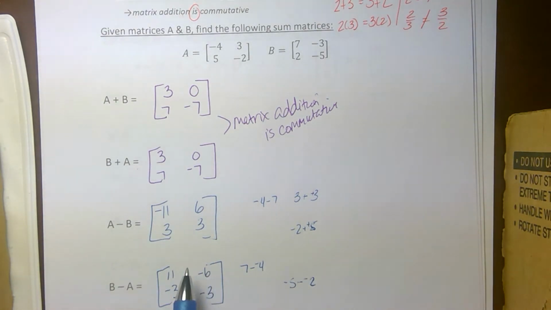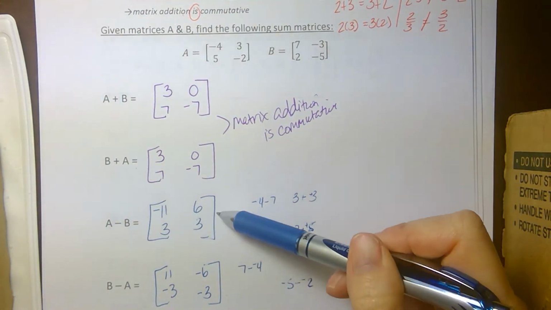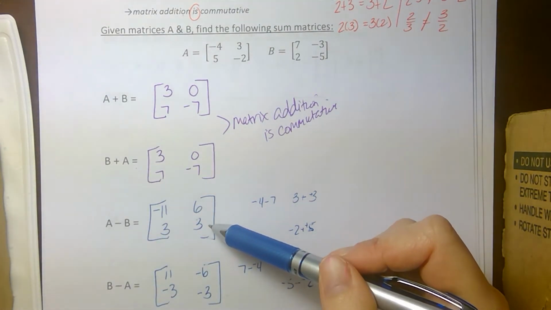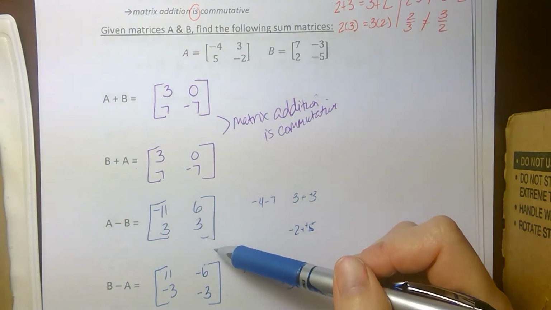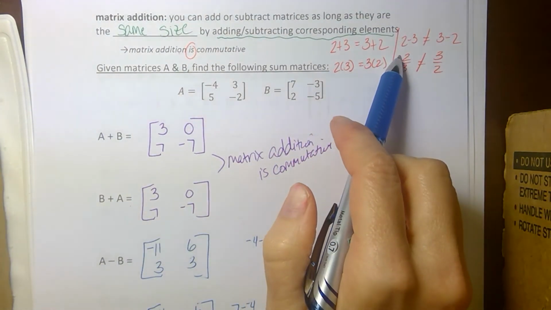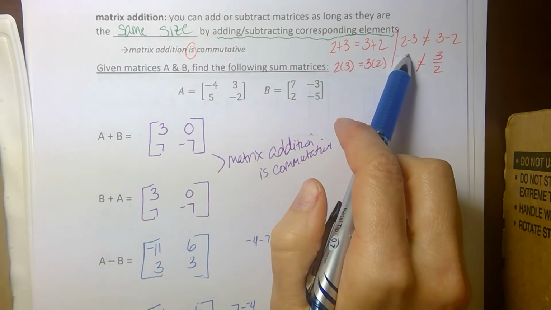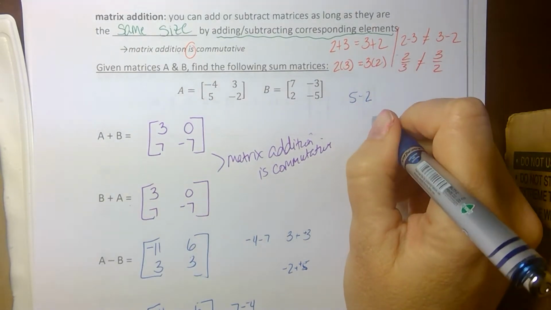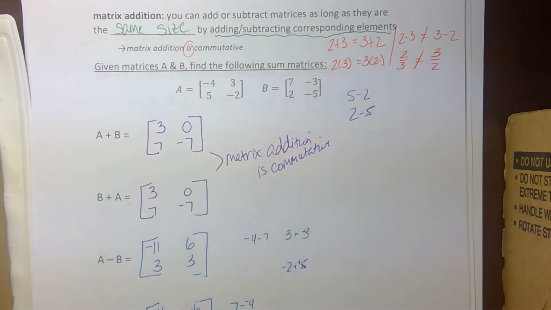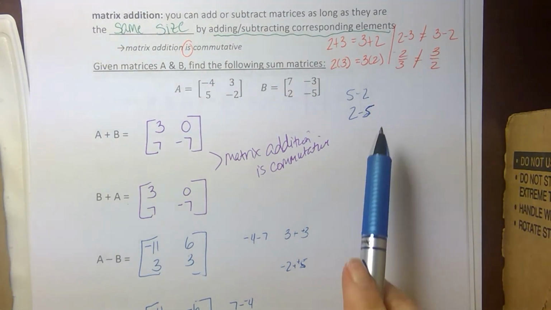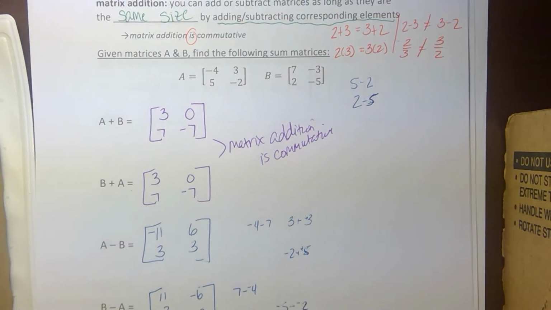So is matrix subtraction commutative? No, it is not. But what do you notice about the difference matrices A minus B compared to B minus A? Well, they have the same elements except that the signs have changed. And if you think about it, that makes sense, because in arithmetic, 2 minus 3 is -1, 3 minus 2 is +1. 5 minus 2 is 3, and 2 minus 5 is -3. So I get the additive inverse when I am changing the order of subtraction.